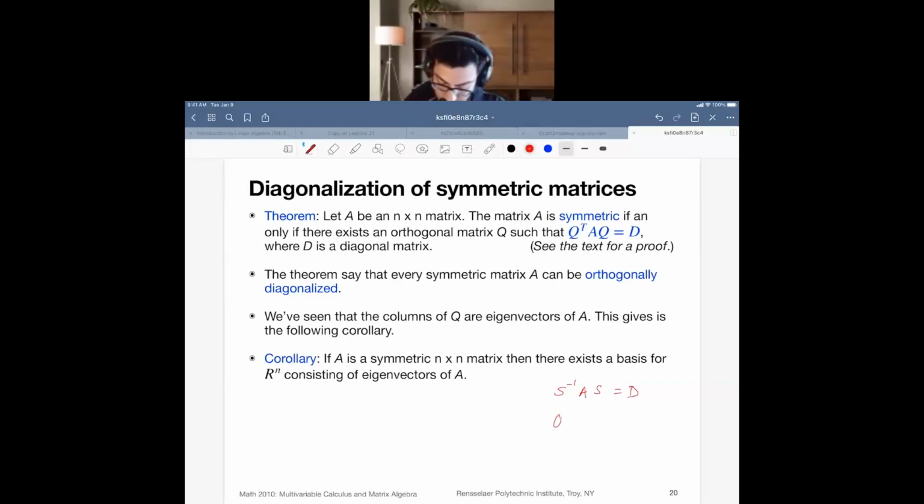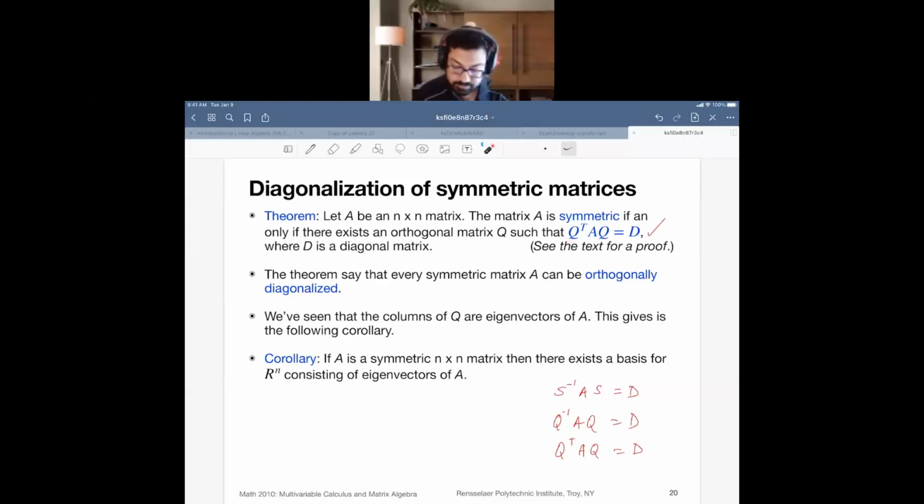And instead of saying Q inverse AQ equals D, because it's an orthogonal matrix, you can simply say Q transpose AQ equals D. So that's what we have over here. You can see the textbook for the proof, but this is what orthogonally diagonalizing means.